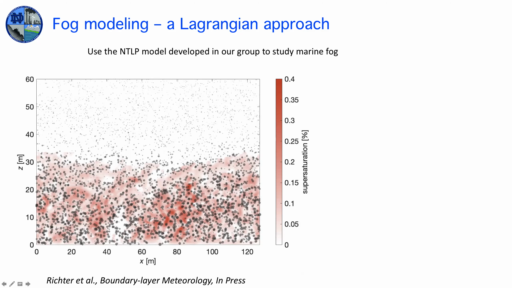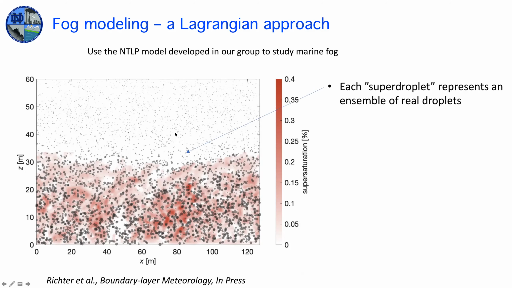So I should first say, this is LES of a shallow fog layer. So this is 30 meters tall. The domain is only 120 or 130 meters, so it's actually quite small, which I'll describe in just a second. The background fields of velocity, temperature, and humidity are being solved using LES, and these red contours here are the supersaturation, so this is sort of excess moisture above 100% relative humidity, and each of these dots is a super droplet, and each super droplet represents a large ensemble of real droplets, right?